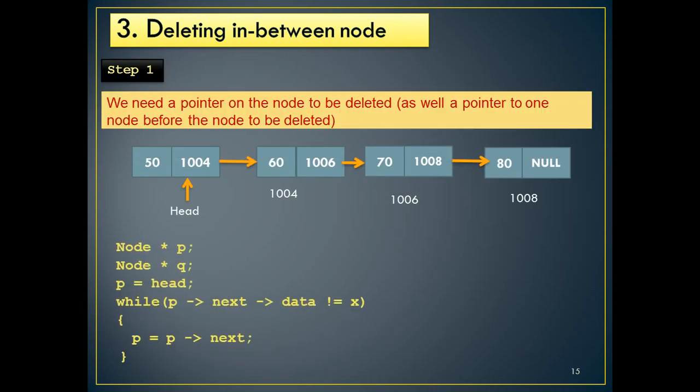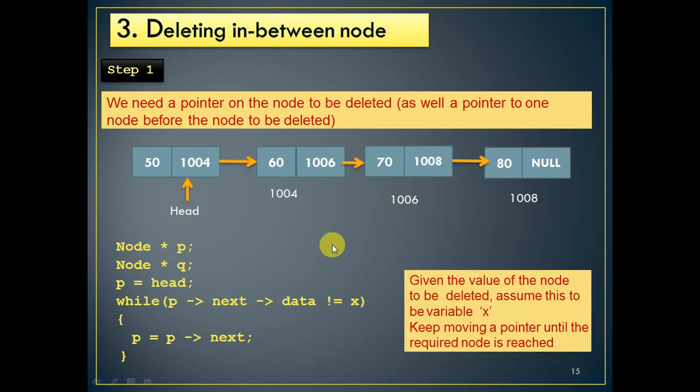That is step 1. We need a pointer on the node to be deleted, as well as a pointer to the one node before the node to be deleted. Okay, for deletion we require a node pointer variable one node before the node that you want to delete. For that purpose we require the value of the node to be deleted. Assume this variable is x, and keep moving the pointer until the required node is reached. Okay, suppose I want to delete the node x, that is the 70 node.